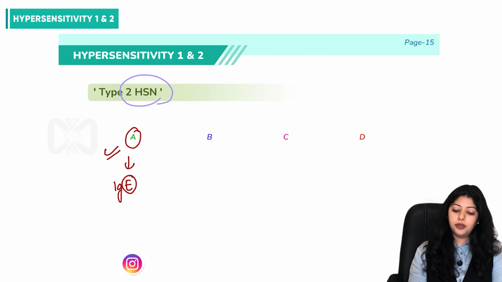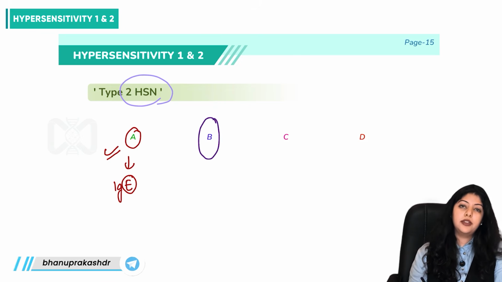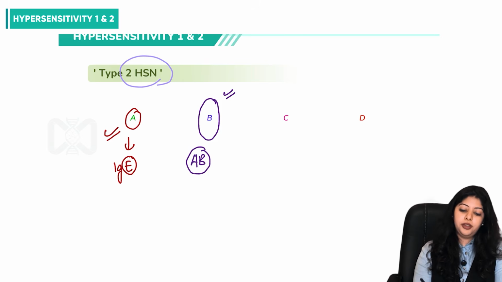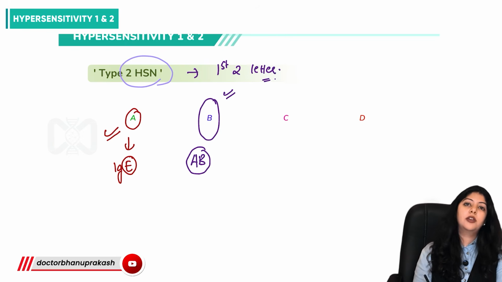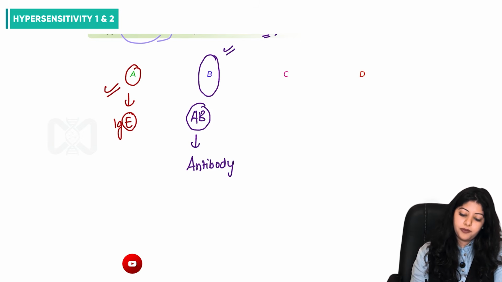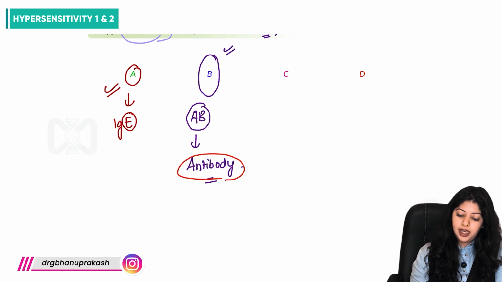Now let us look at type 2 hypersensitivity. Let us take the next letter, which is B. So A and B, these are the first two letters used. So what does this AB stand for? It is antibody. So this type of hypersensitivity is antibody mediated.